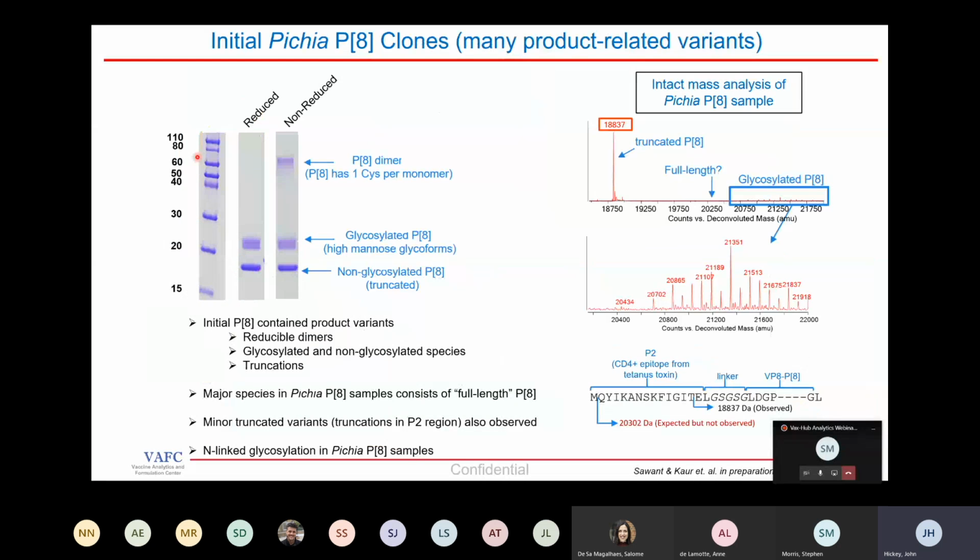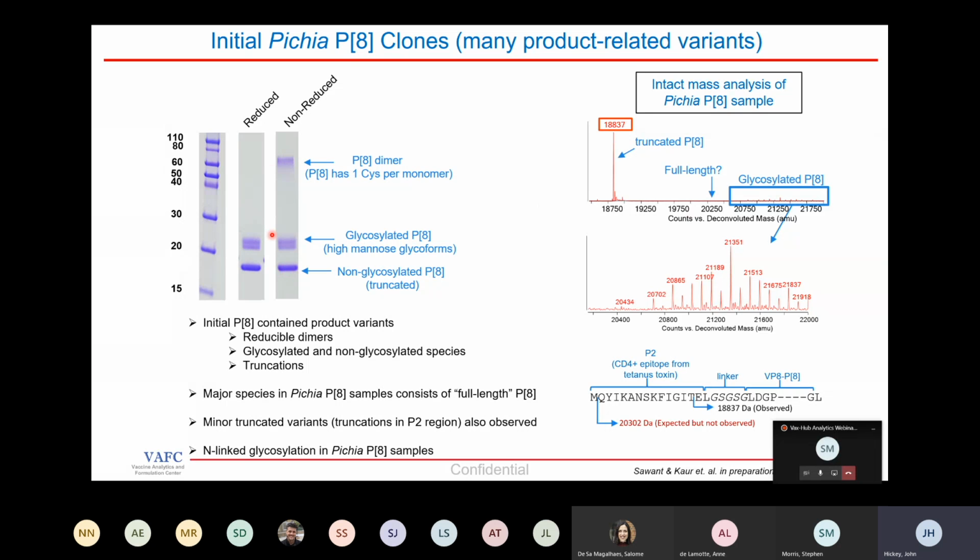So in this slide, I'm just showing our very first initial batch of NRV that was produced in Pichia. On the left, I have SDS-PAGE, and on the right, I have some intact mass. As you can see on the gel, we have a variety of product variants. We have reducible dimers. We have glycosylated, non-glycosylated species. And then within the non-glycosylated species, we have truncations. So we have a variety of product variants.